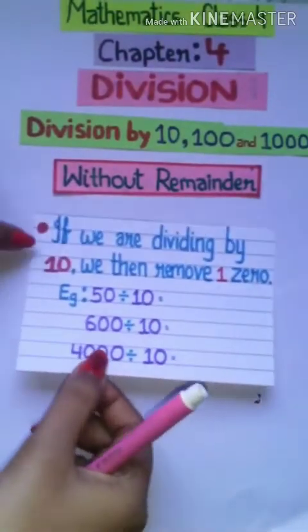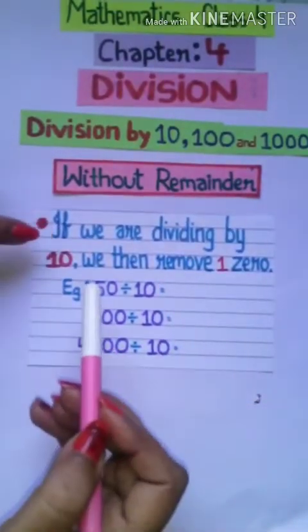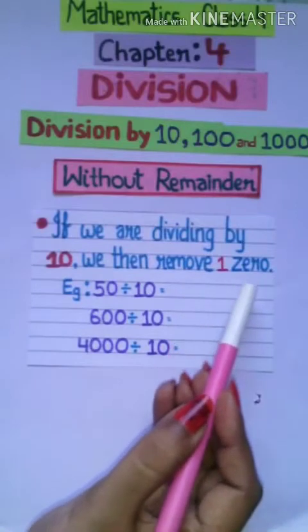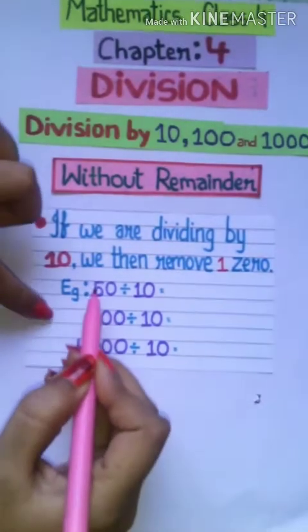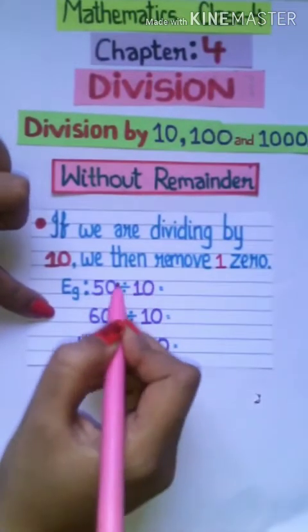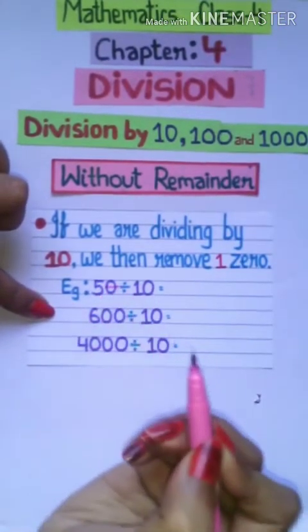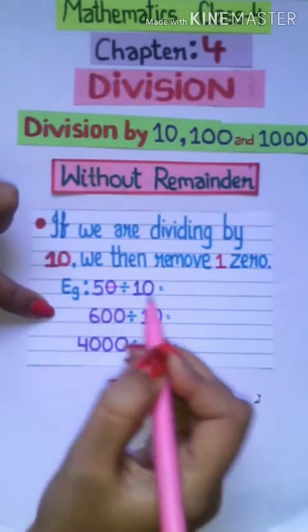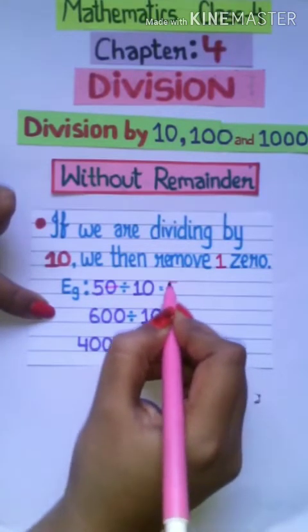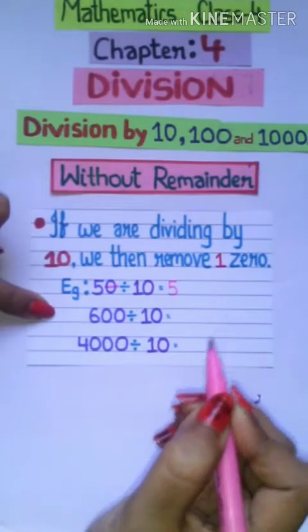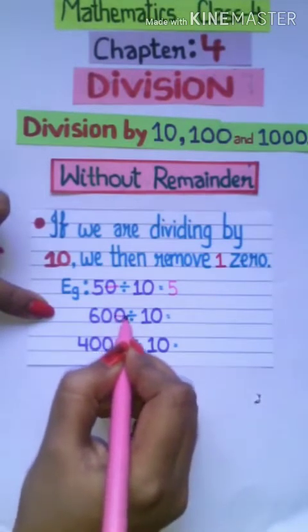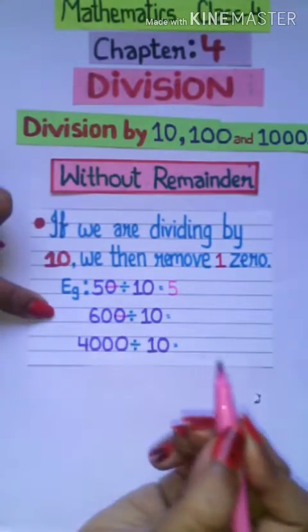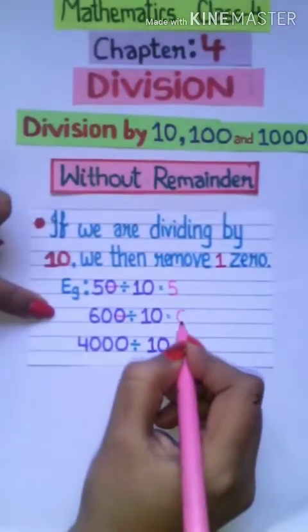For example, if we are dividing by 10, then we will remove one 0. For example, here is 50 divided by 10. If we remove one 0 from 50, we are left with 5. So the answer is 5. Similarly, in 600, if we remove one 0, then we are left with 60.